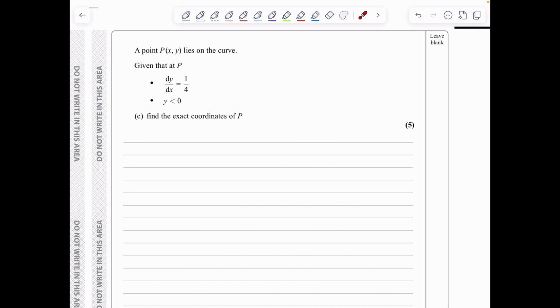And finally, in part C, we've got a point P, at which dy/dx is a quarter and y is negative, and we need to determine the exact coordinates of P. So knowing that dy/dx is equal to a quarter, we can safely conclude that dx/dy is equal to 4. So I just flip this. So we've got the expression we obtained before for dx/dy of 2 over 1 plus sine 2y being equal to 4. So I need to solve this trigonometric equation.